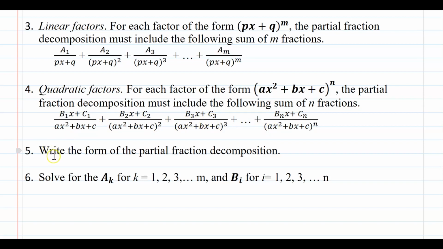Step number 5, write the form of the partial fraction decomposition. So write the combination of these forms depending on the factors of D of x. And then the last step, solve for the variables A, B, or C in your partial fraction decomposition.